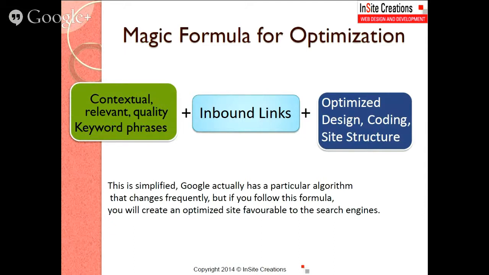So, let's say, for example, Google. How does Google figure out how to rank a site? It's not really a magic formula, but the formula, in its most simplistic form, is the first thing. It's looking for relevant quality keyword phrases that contextually fit what the overall theme of the site is.